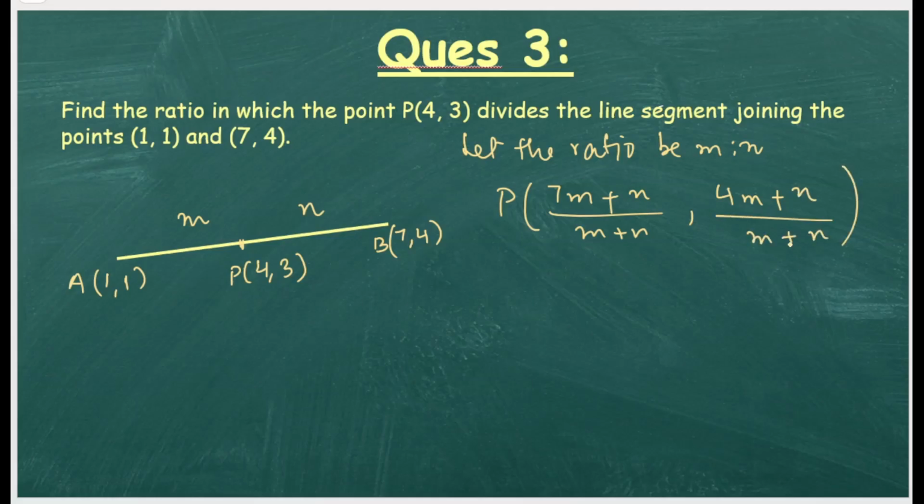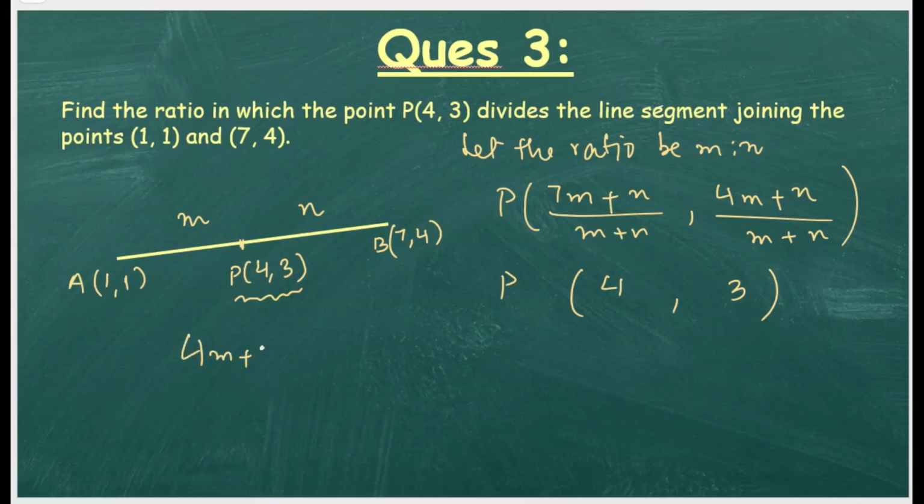Now, these are the coordinates of P by the section formula, but the coordinates of P are already given to you. They are saying the coordinates of P are 4, comma 3. So of course, this coordinate will be equal to 4 and this coordinate will be equal to 3, because x coordinate will be equal to x coordinate and y coordinate will be equal to y coordinate. So we can use the y coordinate or x coordinate, anything, the answer would come out the same. So let's equate the y coordinates.